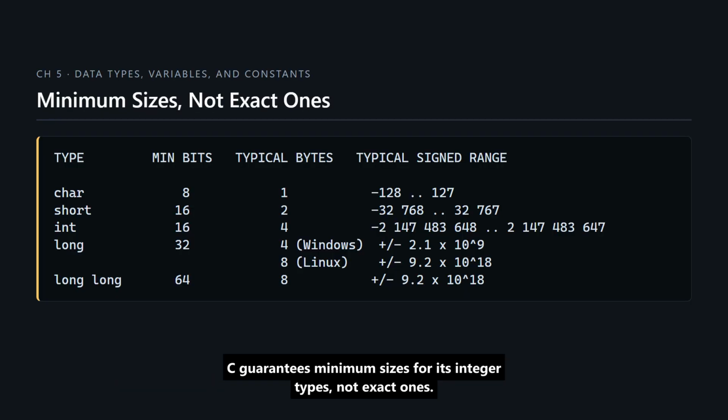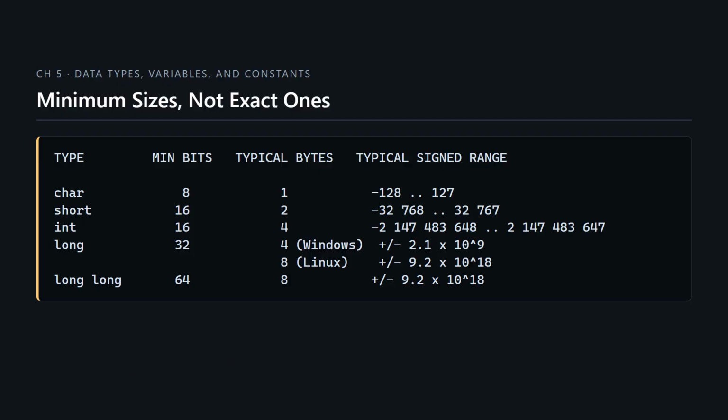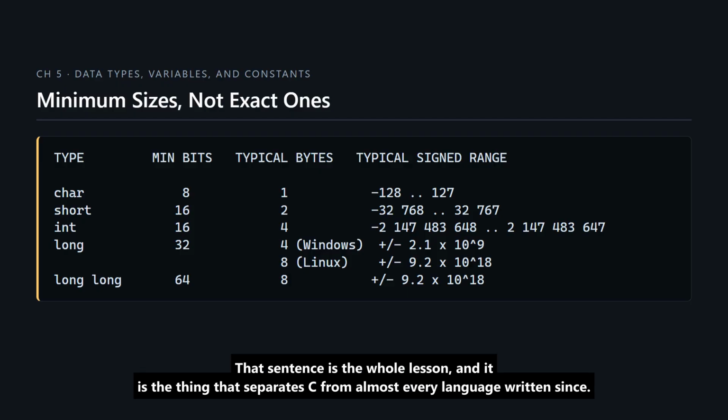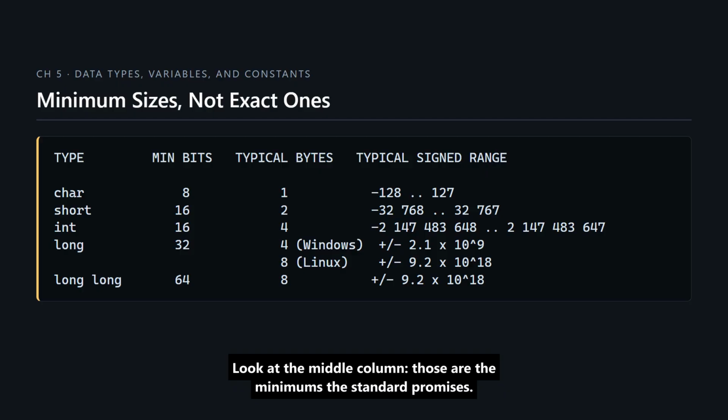C guarantees minimum sizes for its integer types, not exact ones. That sentence is the whole lesson, and it is the thing that separates C from almost every language written since. Look at the middle column, those are the minimums the standard promises.